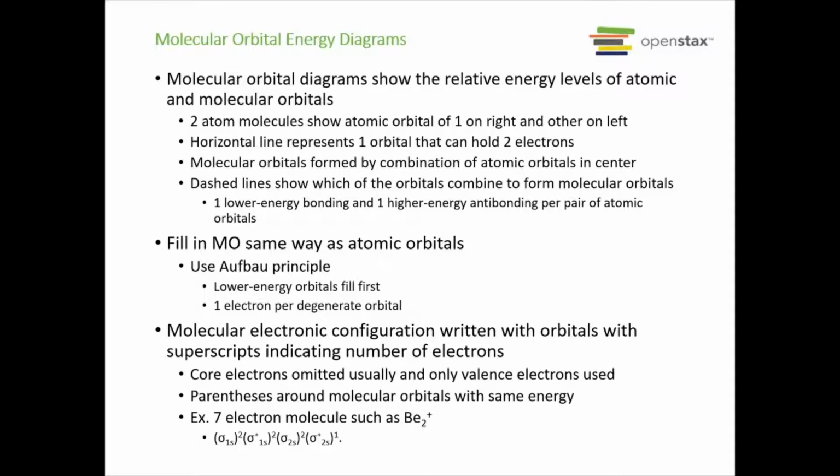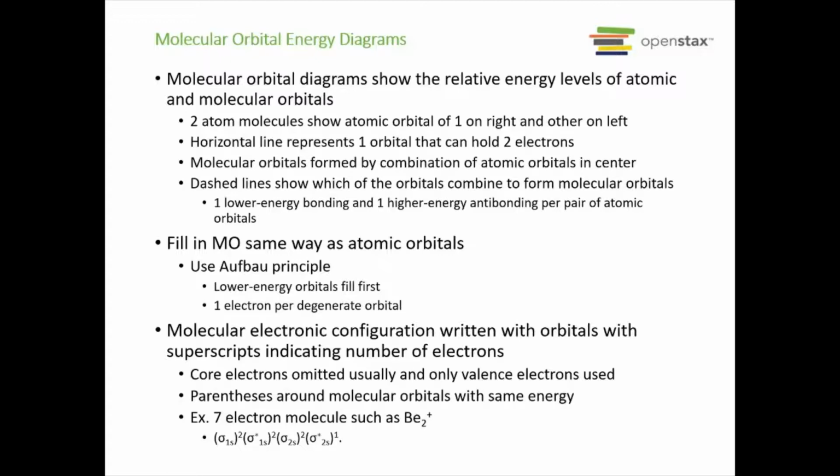So you always have one lower energy bonding orbital and then a higher energy anti-bonding orbital per pair of atomic orbitals. Then you fill in that diagram the same way you did with atomic orbitals using the Aufbau principle. Lower energy orbitals are going to fill first, 1 electron per degenerate orbital. So just like we've done in the past.